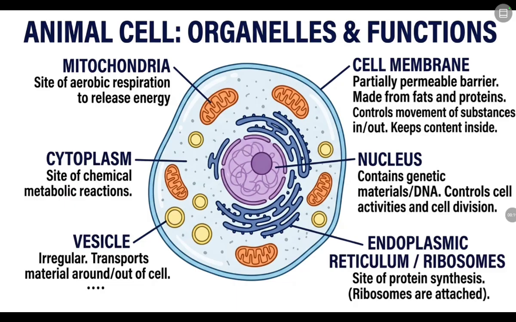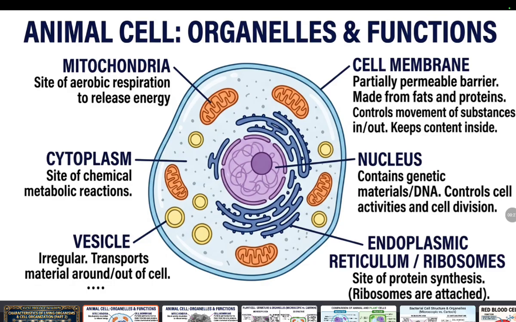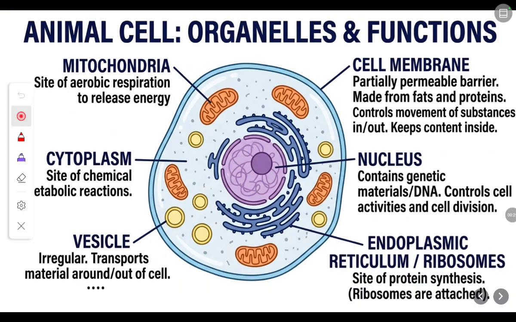Well, the animal cell consists of organelles. We are going to tackle each and every organelle in the animal cell. First of all, mitochondria. You can identify a mitochondria by its spiral shape, by this pattern. So when you see a mitochondria, remember that it is the site of aerobic respiration to release energy.